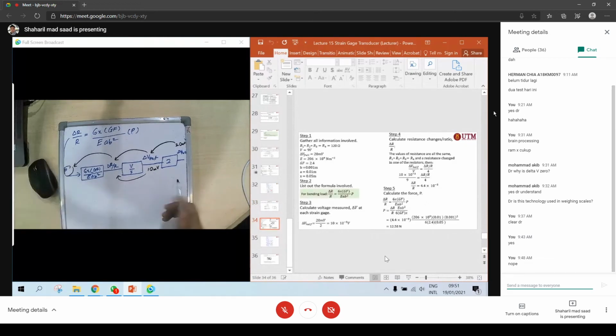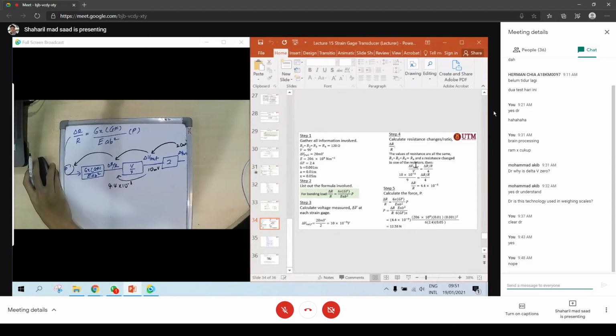Okay, 10 millivolt done, we got 4.4 times 10 to the power of minus 3. Look here: delta V half is 10 millivolt divided by 9, times 4, you get 4.4 times 10 to the power of minus 3. Done. And this one, you can get the force applied by using this formula.